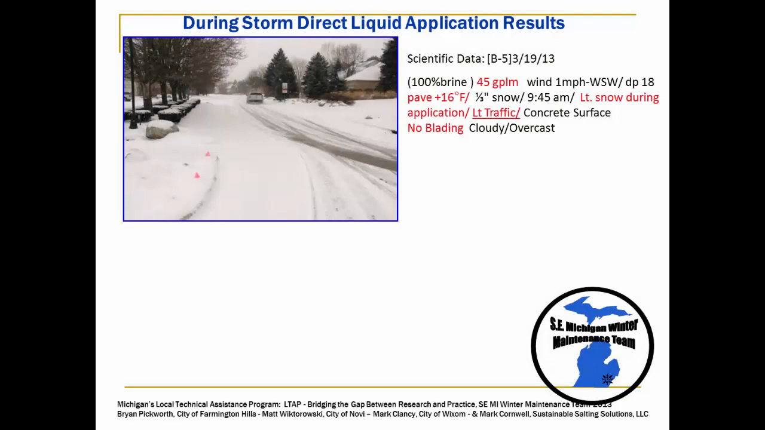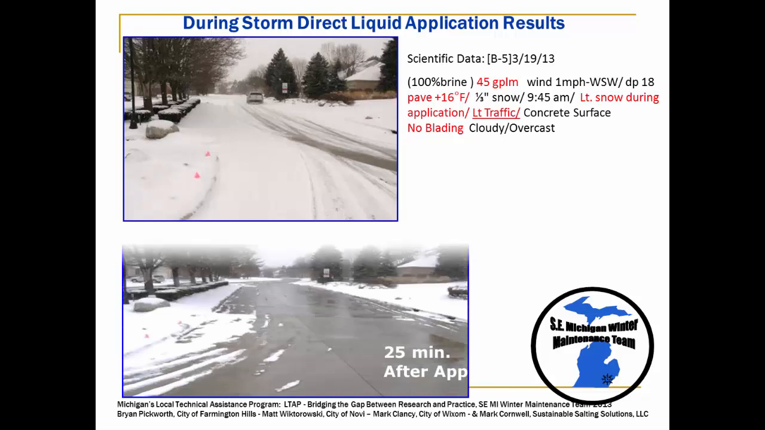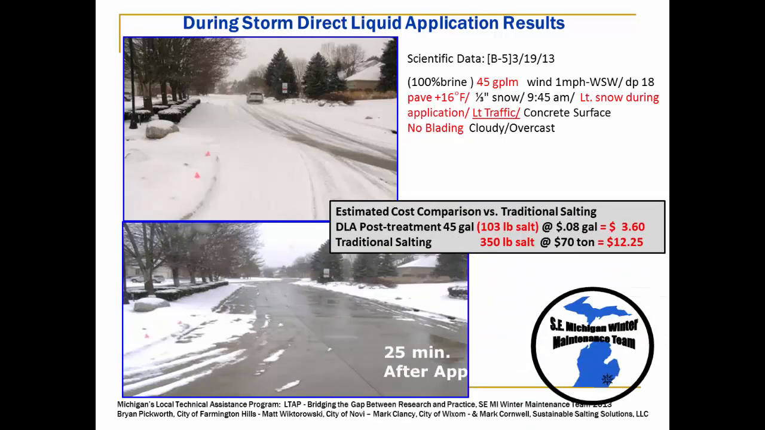This shows a lightly trafficked residential street immediately prior to a post-treatment of 45 gallons a lane mile with a pavement temperature of 16 degrees Fahrenheit. And this is what it looked like only 25 minutes later. Again, the gray box shows the comparative use of salt to achieve these results at 103 pounds for the DLA versus 350 pounds for traditional salting, and at a cost of $3.60 versus $12.25. Black and wet in 25 minutes at 70% less cost.